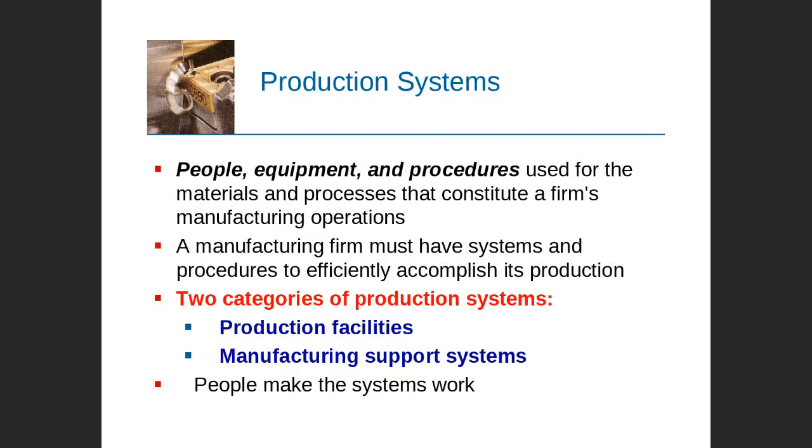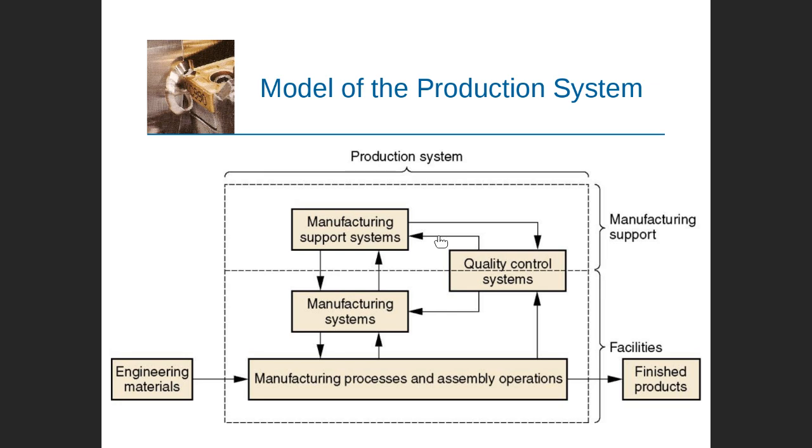Right. Okay, so production system. When you come to the production system in a company, there are two categories in a production system. What we call is production facility and manufacturing support system. Production facilities and manufacturing support system. Let me show you. This is what we call a production system.